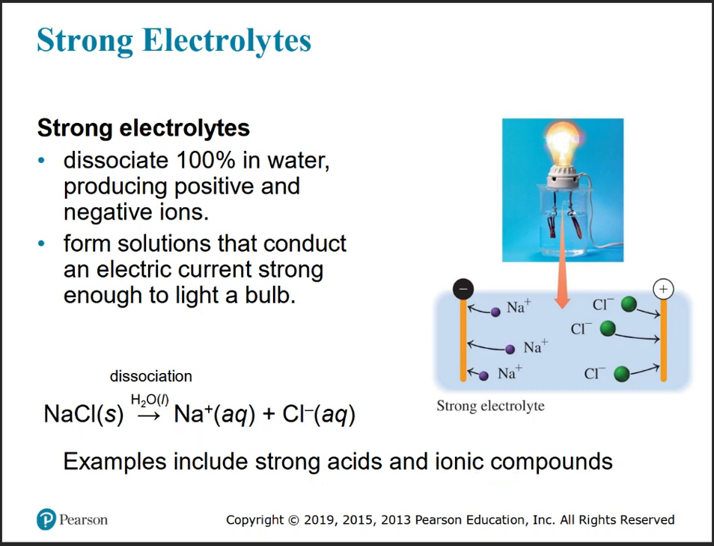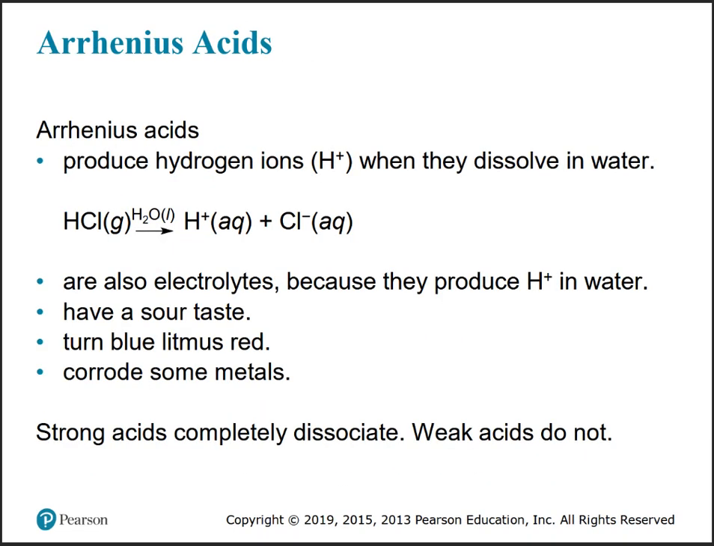So let's talk about acids a little bit more. This is from chapter 11. The acids that we're talking about are called Arrhenius acids. You don't really need to know that. Just think about acids. An acid is something that produces hydrogen ions when it dissolves in water. So our example of hydrochloric acid, HCl, when it's dissolved, makes H plus and Cl minus. It's an electrolyte, and it's actually a strong electrolyte because it's fully dissociated. That's for strong acids.